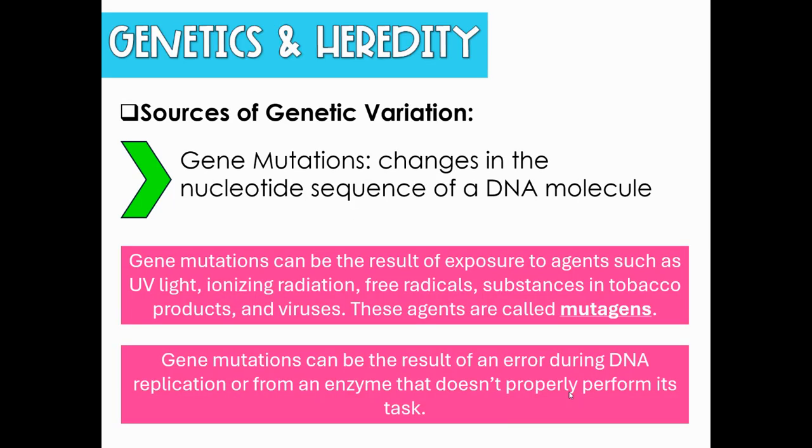We can also have mutations, and if you'll remember, mutations are just changes in the nucleotide sequence of a DNA molecule. Gene mutations can be the result of exposure to agents like UV light or radiation, also free radicals or chemicals that are found in the environment, substances in tobacco products, and even viruses. And all of these agents are called mutagens. Gene mutations can also be the result of an error during DNA replication. So earlier we talked about DNA replication. If that process doesn't happen seamlessly, that could create a gene mutation.